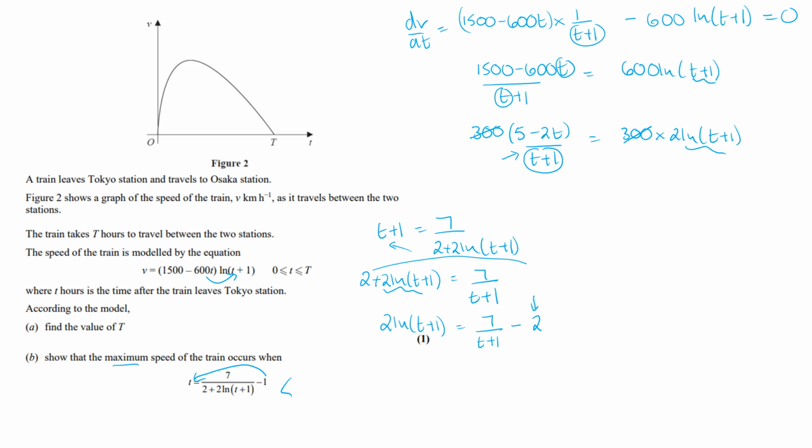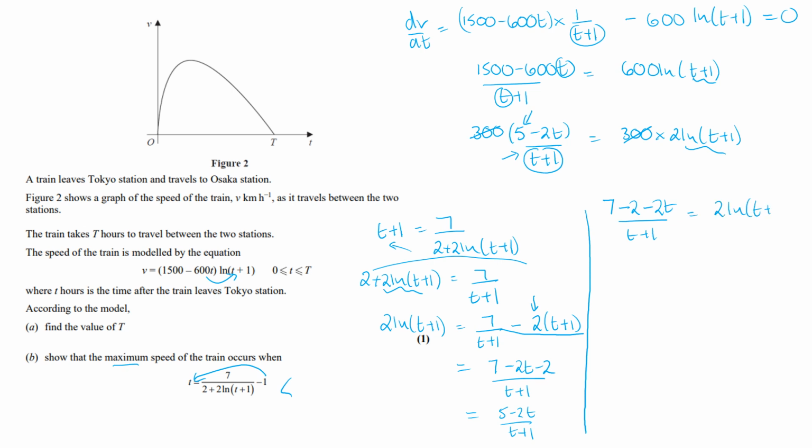Now I'll give this minus 2 the same common denominator, so I'll do a t plus 1 and take that line all the way across. So that will give me on the top 7 minus 2t minus 2 over the t plus 1, which is 7 minus 2, 5 minus 2t over t plus 1. So that's my little workings to see how to manipulate what I've got and end up with where I'm going. So what I need to do is make this 5 a 7 minus 2, minus 2t over the t plus 1 is equal to 2 the ln of t plus 1.